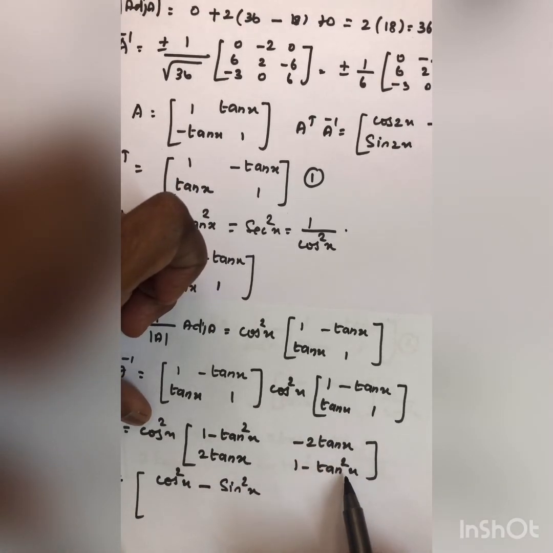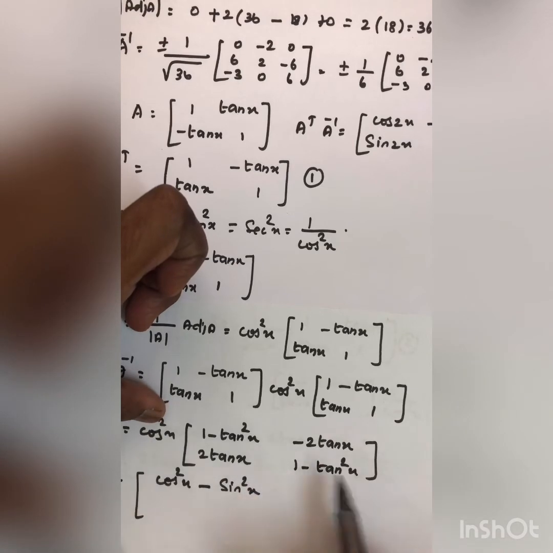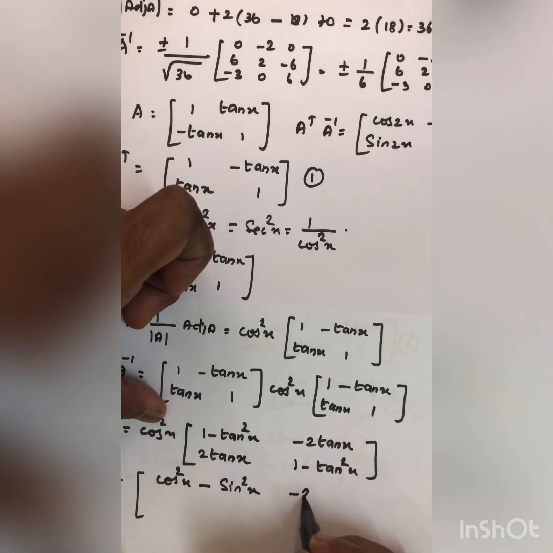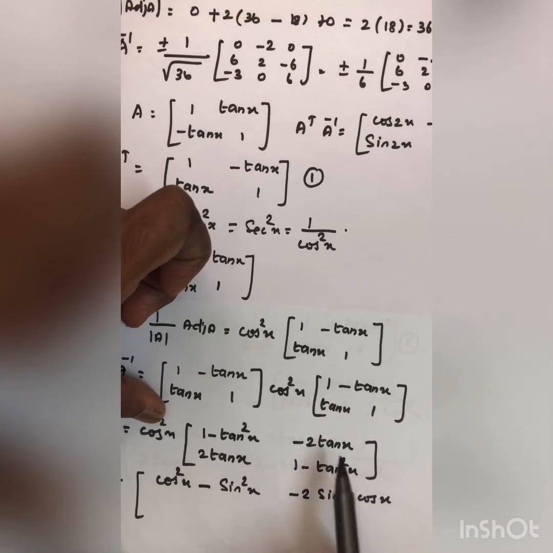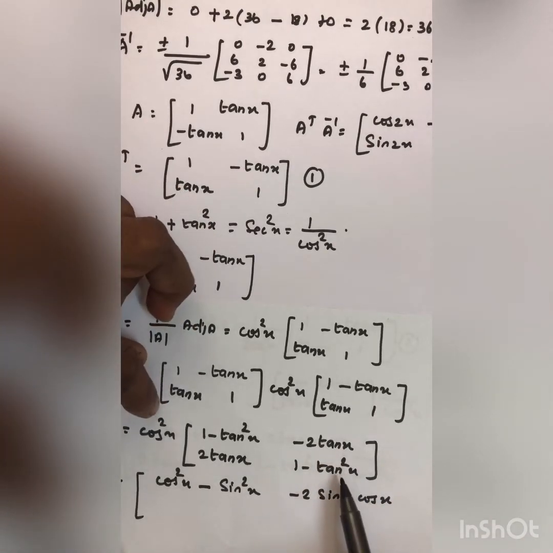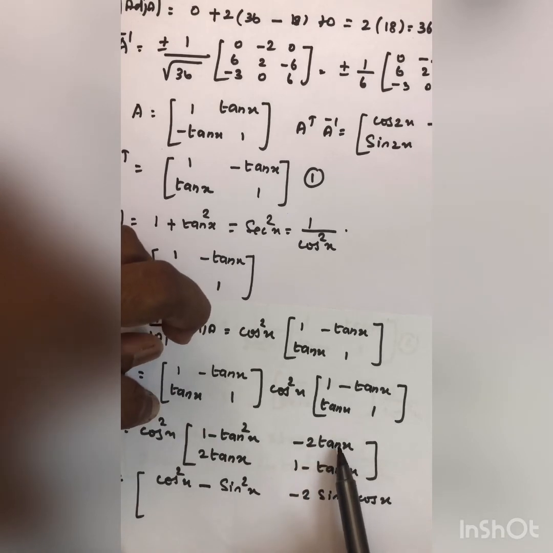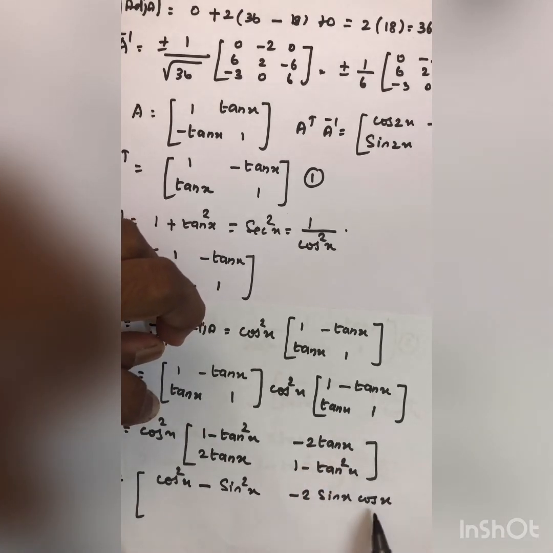So I'll get sin square x. Here sin x by cos x. Okay? Or cos x gets cancelled. So I have minus 2 sin x into cos x. I hope you understood. Sin x by cos x, 1 cos gets cancelled. Already I have 2 sin x into cos x. So minus 2 sin x cos x.